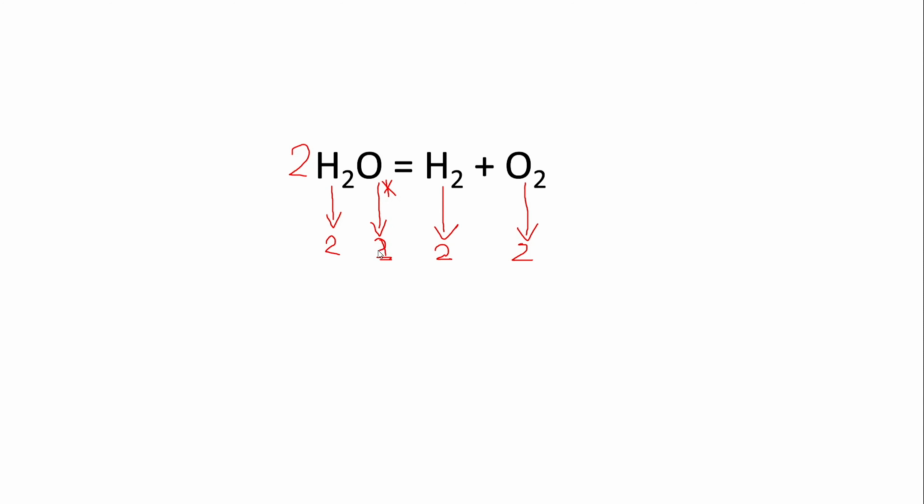Now you would think that it is properly balanced, but the 2 will also be multiplied with the H2, so it will now become 4, and here there is 2, so it is not equal. That's why in the H2 we will also add 2, so 2 twos are 4, and now we can see that the chemical formula of water is balanced in the proper way. Now we are going to write it as 2H2O equals 2H2 plus O2.